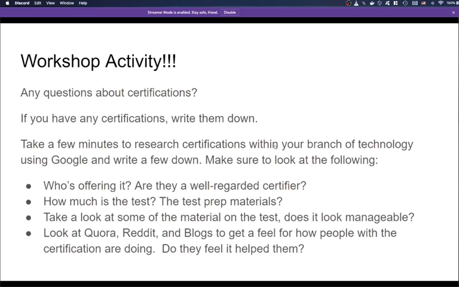So if you have any certifications, write them down and take a few minutes to just Google some certifications for your field of technology. And make sure to look at the following when Googling that. Who's offering it? Are they well regarded? How much is the test? Test prep materials. Look at some of the actual questions that the test is going to be asking.